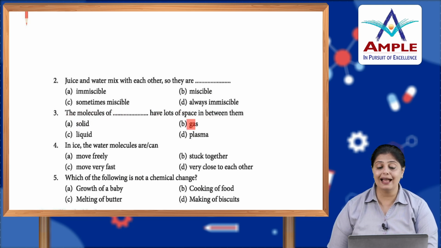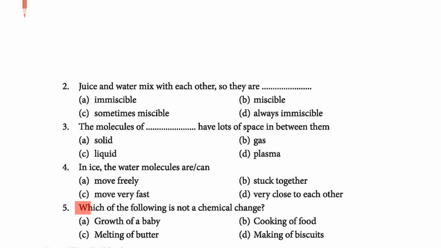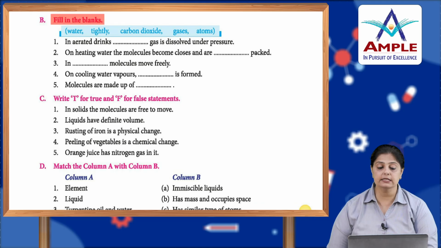The molecules of a gas have lots of space in between them. Solids, gas, liquid or plasma? It is gas. In ice, the water molecules are: can move freely, stuck together, move very fast or very close to each other? They are very close to each other. Which of the following is not a chemical change? Growth of a baby, cooking of food, melting of butter or making of biscuits. It is the melting of butter. Now, fill in the blanks. In aerated drinks, that gas is dissolved under pressure. It is carbon dioxide.